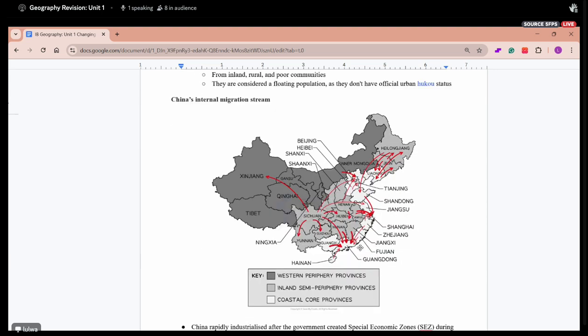So basically, as you can see, most of the arrows go from central China to the east, or to the borders of the coastline of China, and that shows how mostly in the workplace or when people are searching for improved economic livelihood, they will move from the periphery to the core. And as you can see, for China, the core is the coastline.